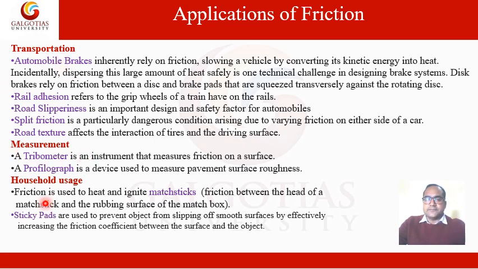The next one is measurement. A tribometer is an instrument that measures friction on a surface. This is one of the devices used to measure the friction on a surface. That particular device is a tribometer. A profilometer is a device used to measure surface roughness.